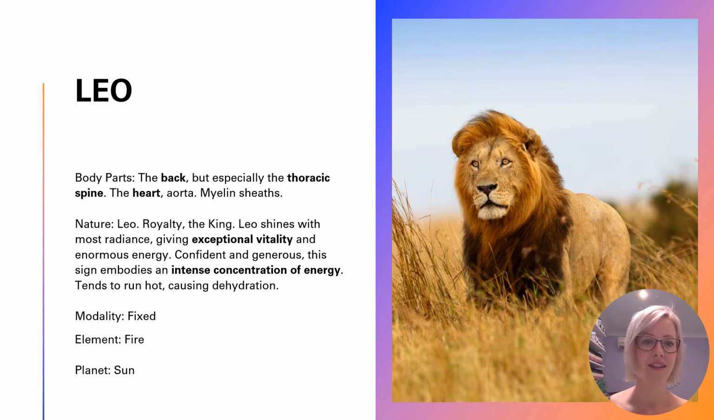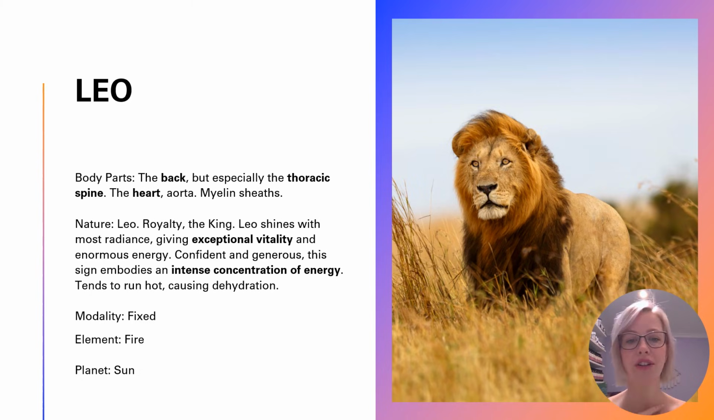Leo the lion, body parts: the spine, so the back, but especially the thoracic spine, the heart, aorta, myelin sheath. So really focusing on the thoracic spine, the spine in general, and the heart. Its nature is royalty, the king, Leo, the king of the jungle. Leo shines with radiance, giving exceptional vitality and enormous energy. Confident and generous, this sign embodies an intense concentration of energy. They tend to run hot and become dehydrated.